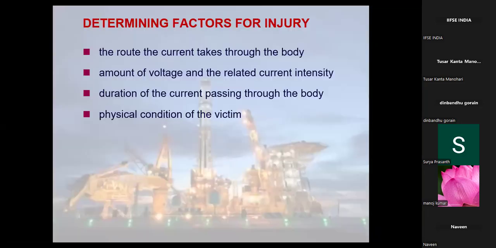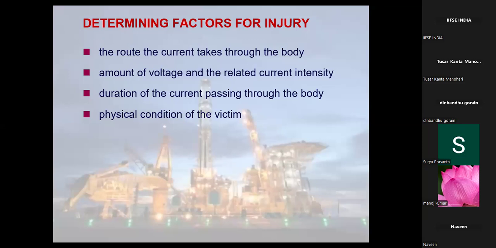Then determine the factors of injury. The first factor for injury can be the route the current takes through the body. As we have already seen in our previous class, the path the current takes causes the injury. Then the amount of voltage and related current intensity. We have seen the voltage and the amount of current in amperes, and how dangerous it is to us. Then the duration of the current passing through the body.